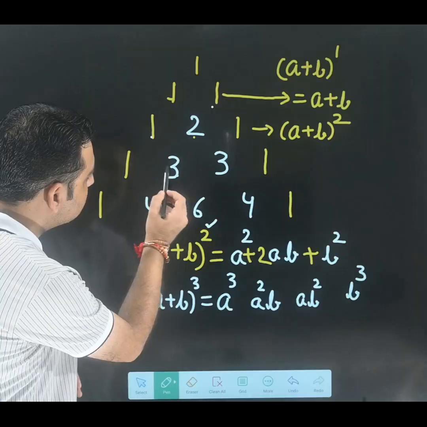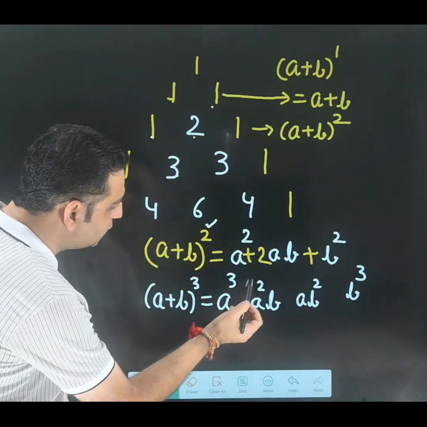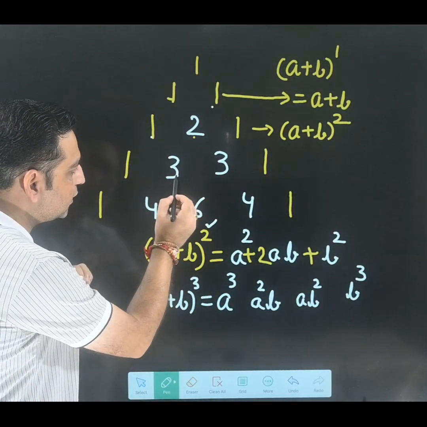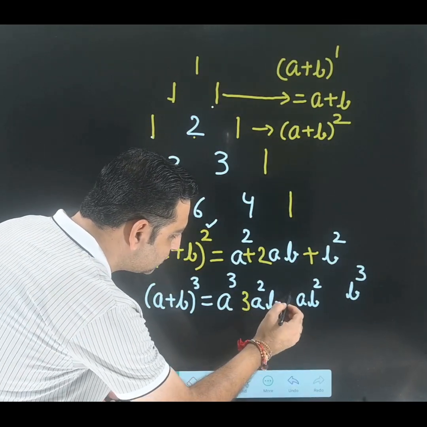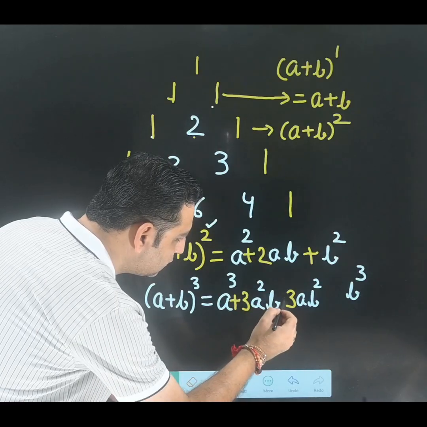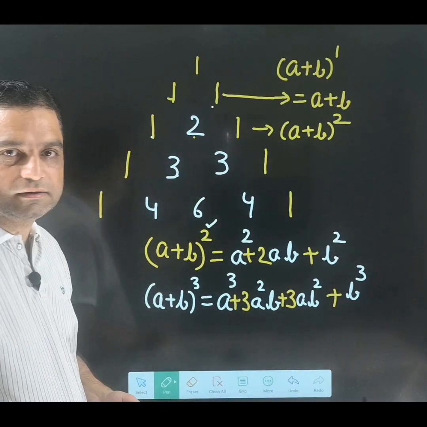Moving ahead, 1 3 3 1 means 1 is not required to be written anywhere, but the second and third terms have coefficient 3, that means this is 3a square b, this is 3ab square. That is how we need to write it.